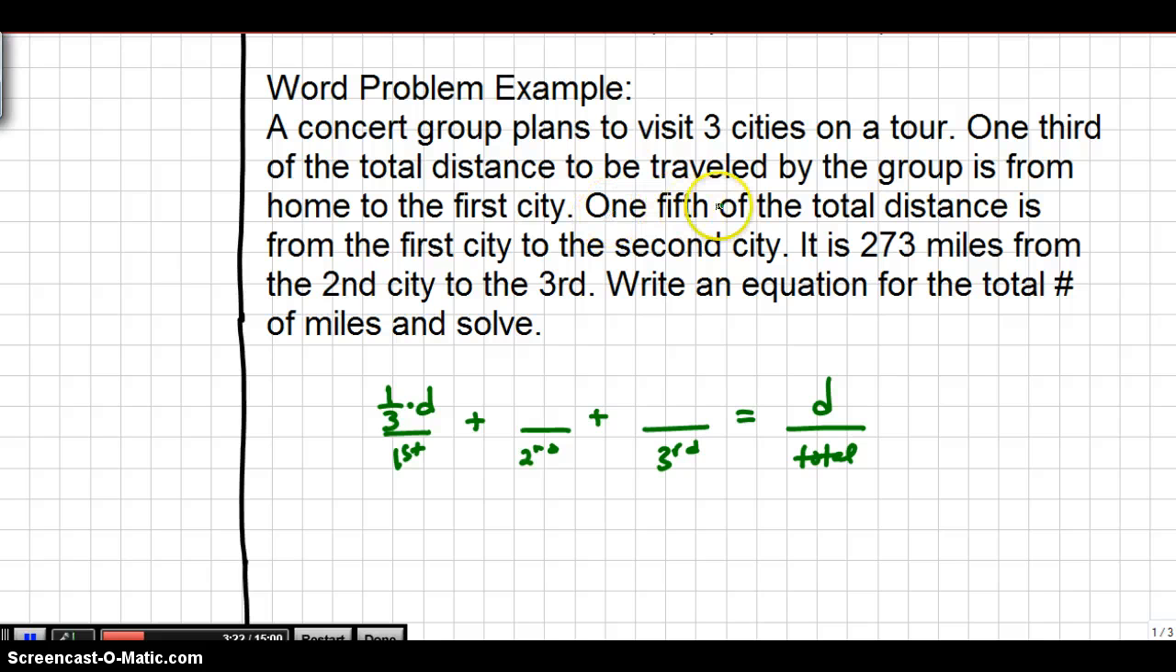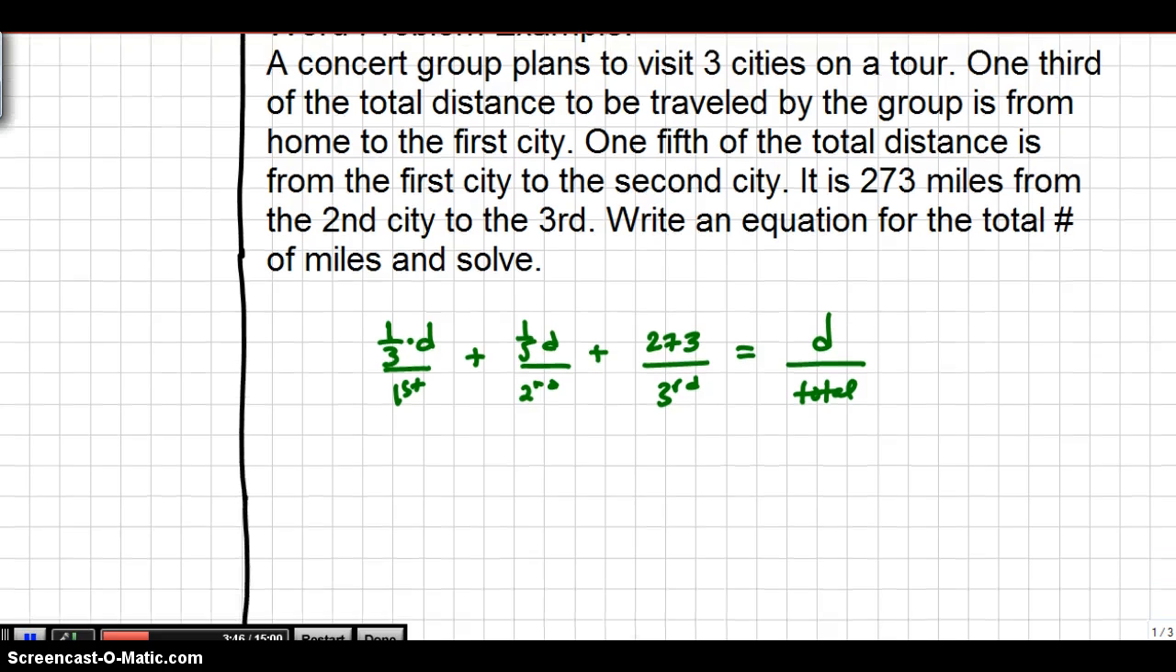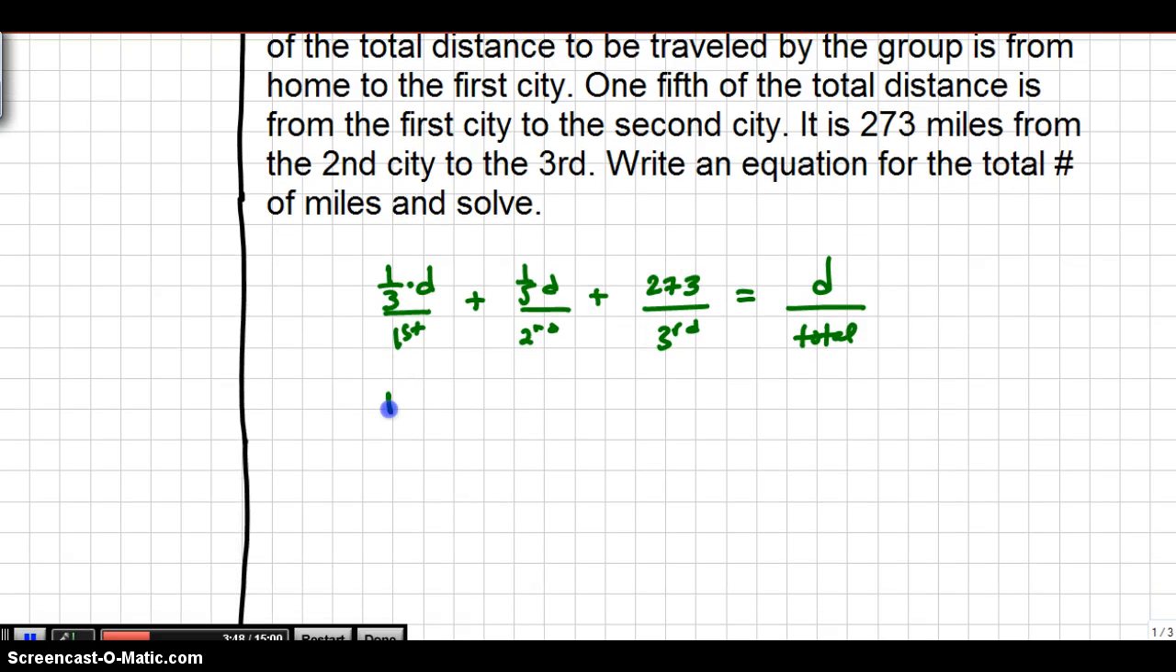Sentence number 3, 1/5 of the total distance is from the first to the second. So that's going to be 1/5 D. Whenever it's 1/5 of a total, of always means times. And then it tells us flat out that the distance from the second to the third is 273. So that's not a variable, that's just a flat out statement of fact. And that's basically everything we need now. I'm going to go ahead and get rid of my skeleton so that I can concentrate on just the solving now.